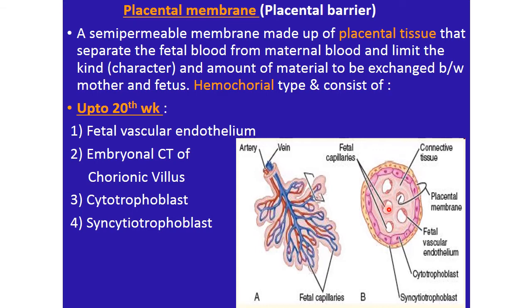So, if any substance or gas has to pass from that fetal blood to the maternal blood, it has to pass through the endothelium of the fetal blood vessel, then it has to pass through the extraembryonic mesoderm, then through the cytotrophoblast layer, and ultimately the final layer, the syncytiotrophoblast. So it has to pass through all these four layers, then it will reach the maternal blood present in the intervillous space. That constitutes the placental barrier.